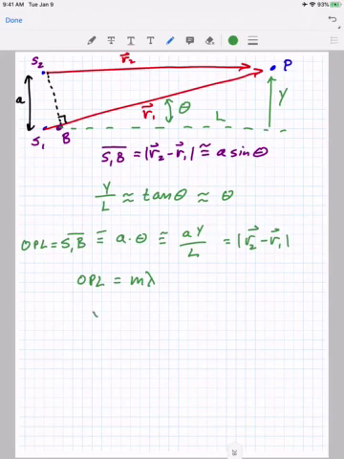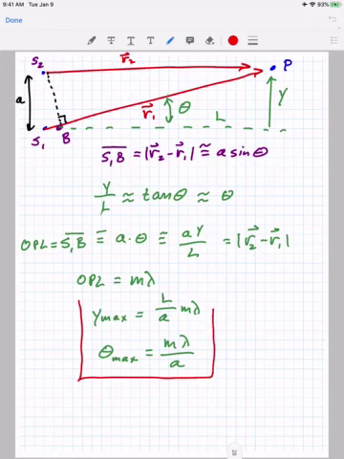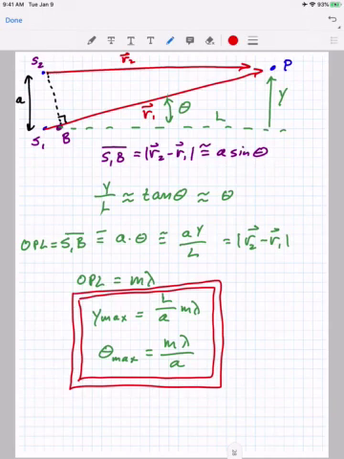And so that allows me to say that y max, the position on the screen where I'm going to see a bright fringe, which is constructive interference, is going to be given by L over A times m lambda. And the angle where I'm going to get a bright fringe is then m lambda over A. So these are very important equations. I'm going to put these in a double box, because these are the results for the Young double slit experiment.